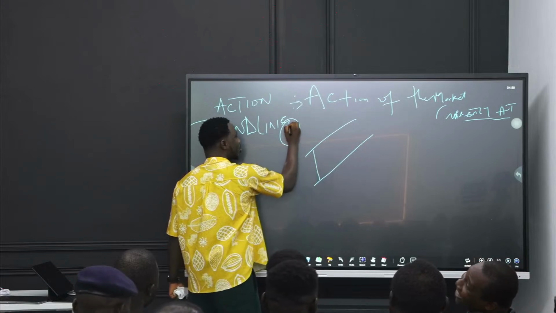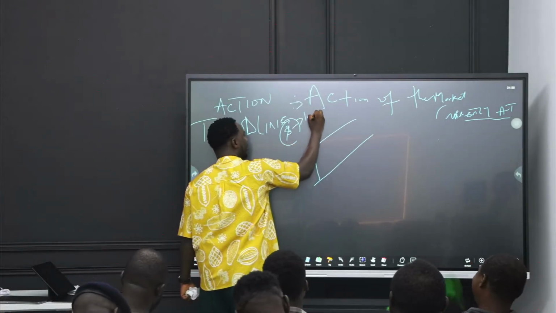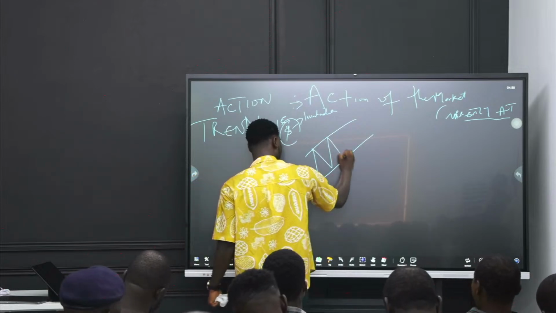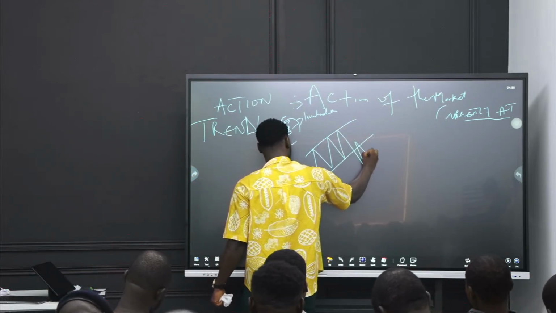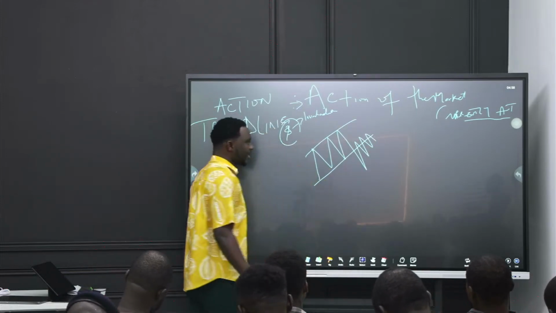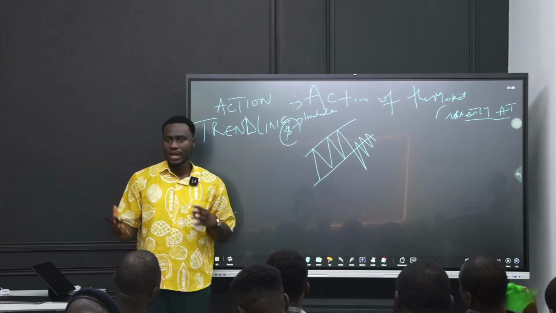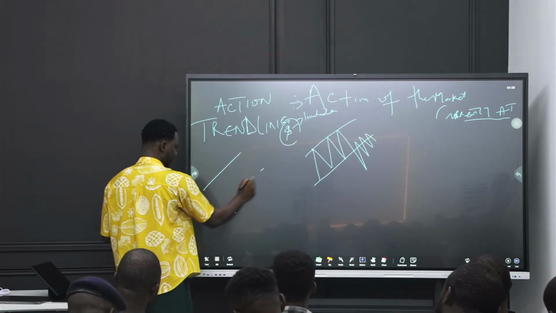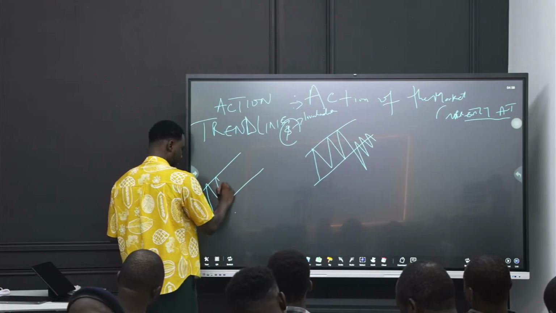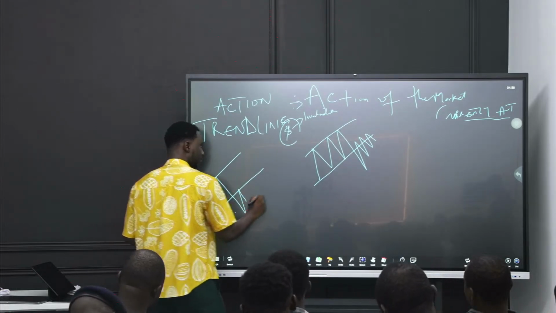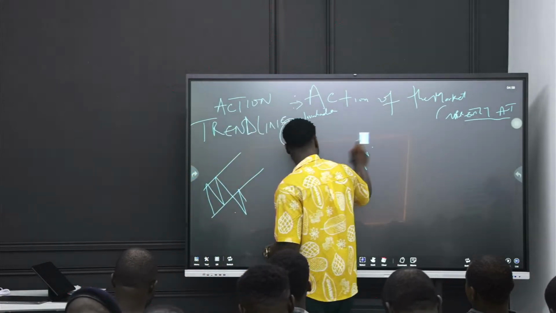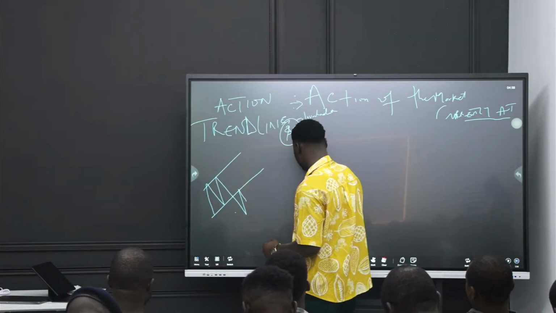Now let's look at the fourth one, invalidation. So this is how an invalidation is going to look. When a market moves in and out of the trend line, we call it an invalidation. Now before we go into the charts to really look at it, let me be sure that we fully understand.